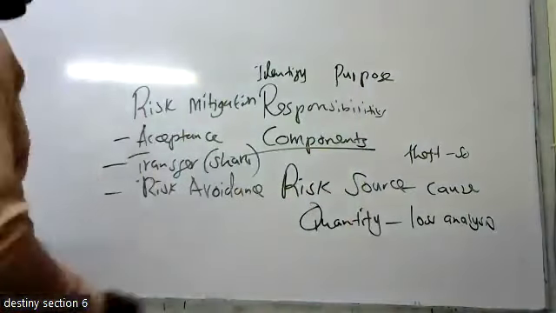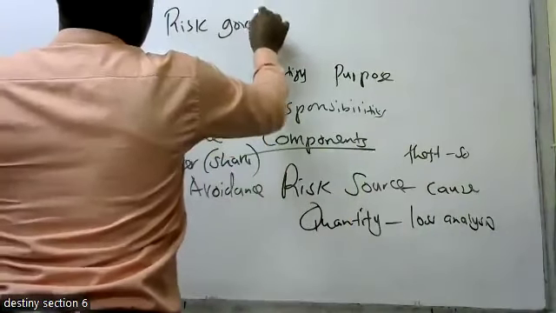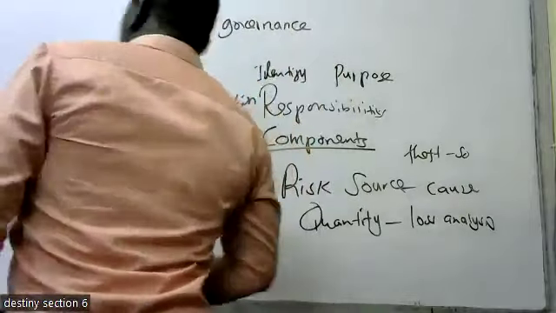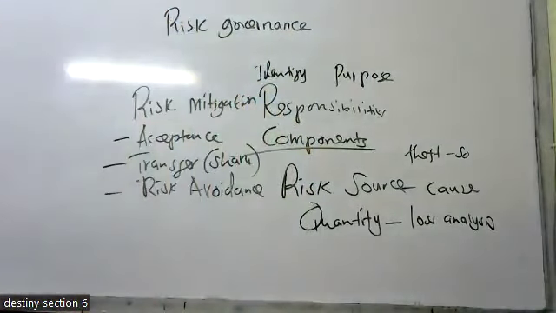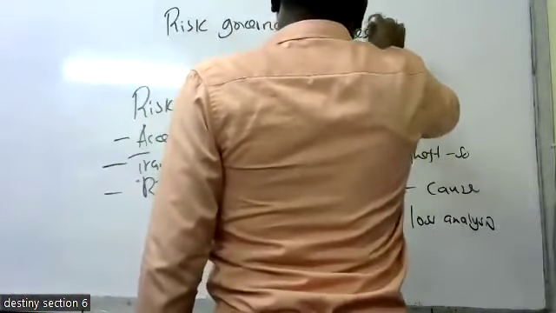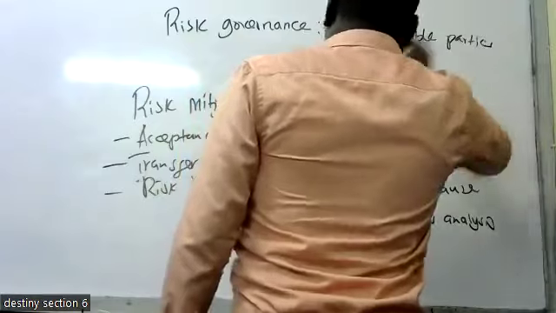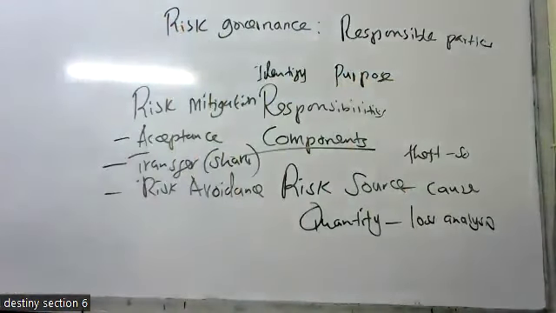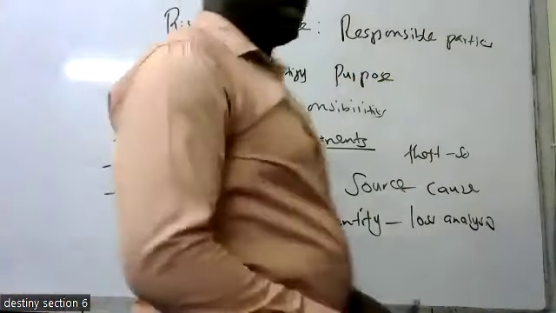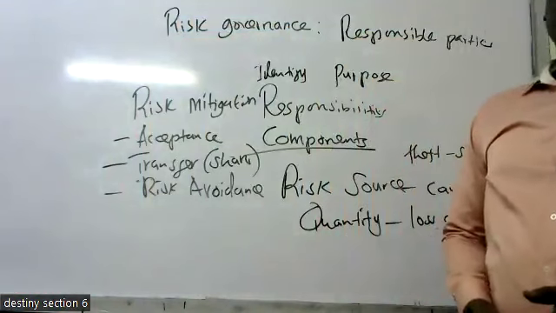Then the last component is risk governance. Governance is the structure and responsibility for the enterprise risk management. After that, we apply the responsible parties and their responsibilities towards the enterprise risk management.